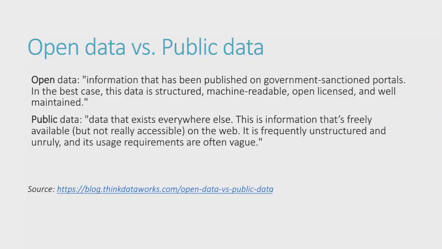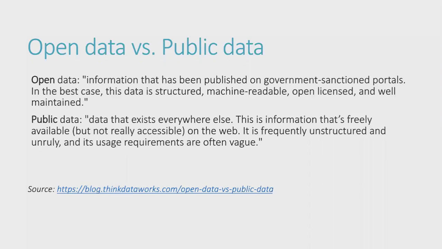Open data is information that has been published on government-sanctioned portals. In the best case, this data is structured, machine-readable, openly licensed, and well-maintained. So open data might be a little cleaner and easier to use and find than public data, but that's not always the case.